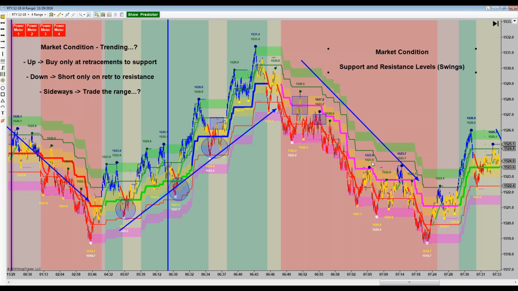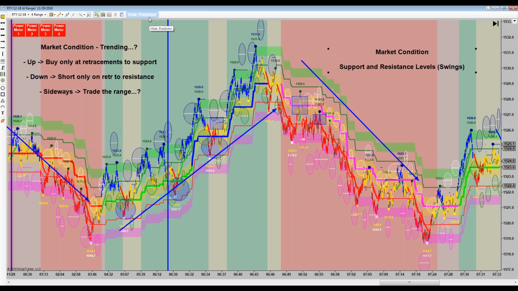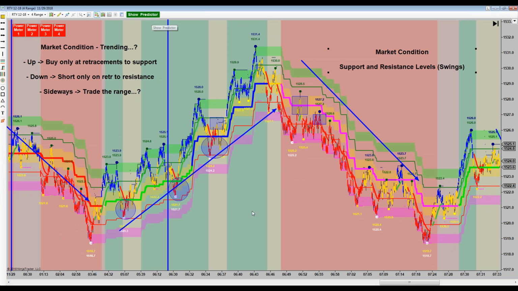Misha, the predictors are not fib levels. That's a different script. The predictors are tied to the swing levels. So notice they kind of mirror the swing levels up and down. The Fibonacci's are a separate calculation, distinct from the predictors.